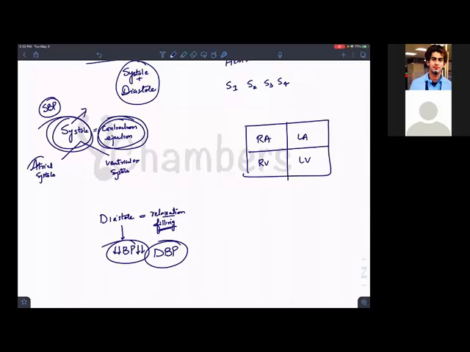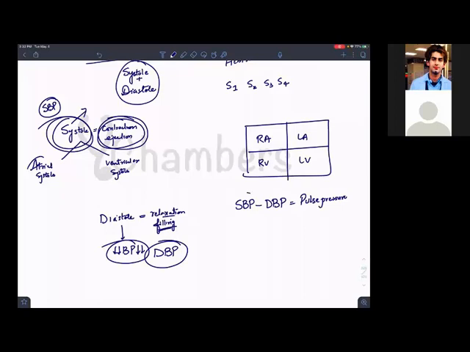Now listen. If I subtract systolic blood pressure minus diastolic blood pressure, it gives me a pressure that is known as pulse pressure. So what is a pulse pressure? A pulse pressure is basically the difference between the systolic and diastolic pressures. So how to get that?